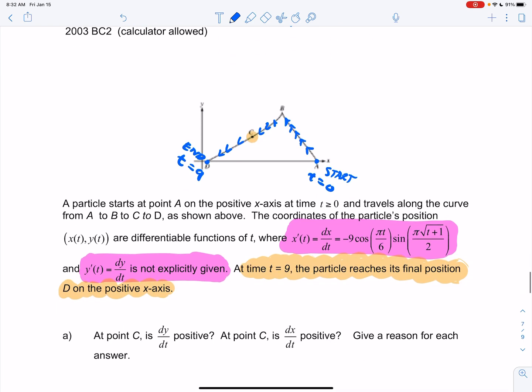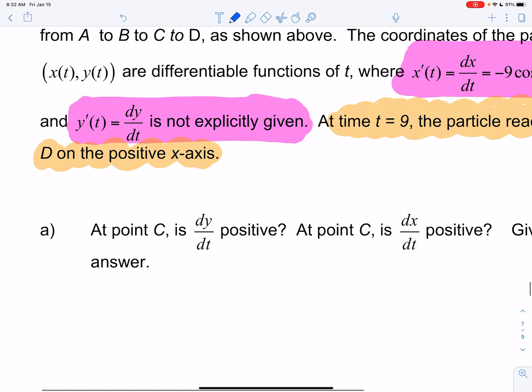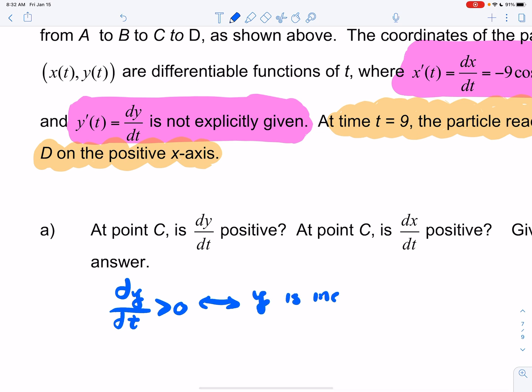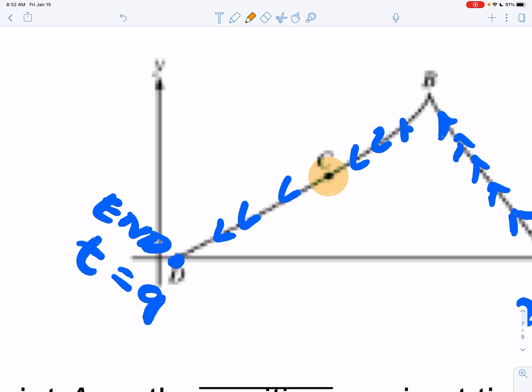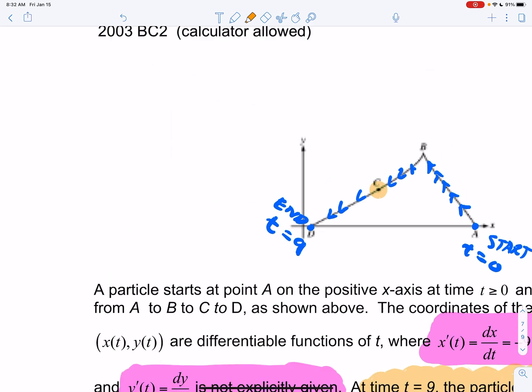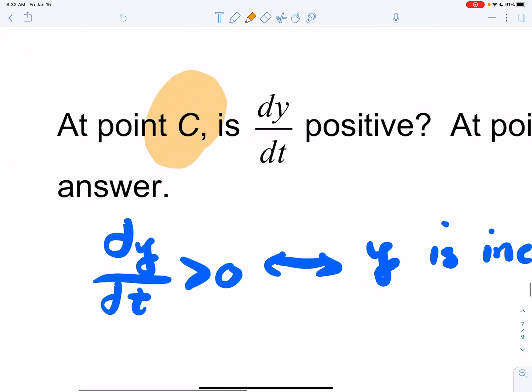So here they're asking, is dy dt positive? dy dt will only be positive only if y is increasing. If the derivative is positive, then y is increasing, right? So specifically at C, according to the y value at C, is this particle going upwards or downwards? I say upwards and downwards because we're dealing with the y value here.